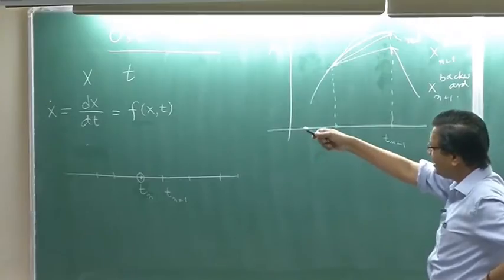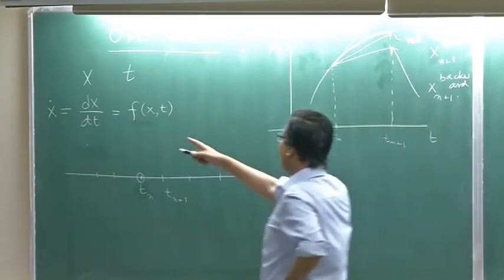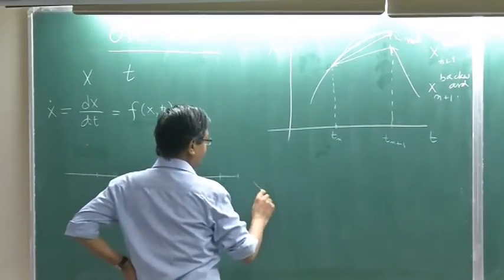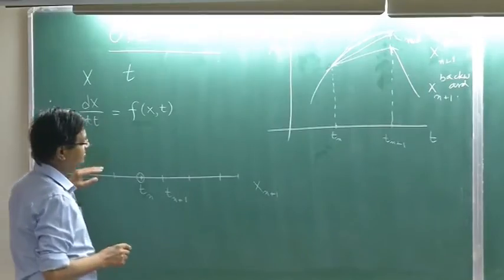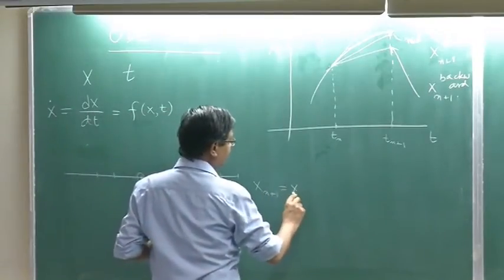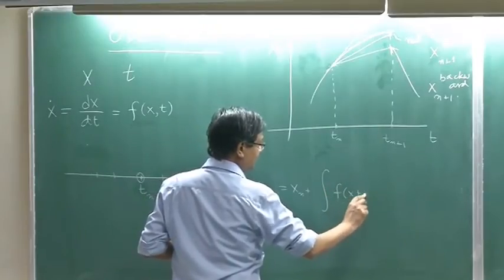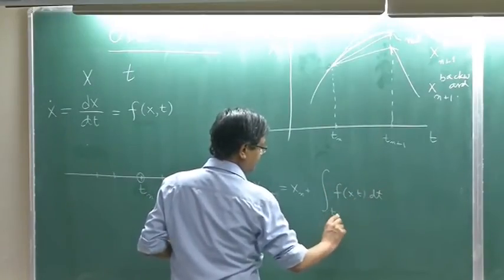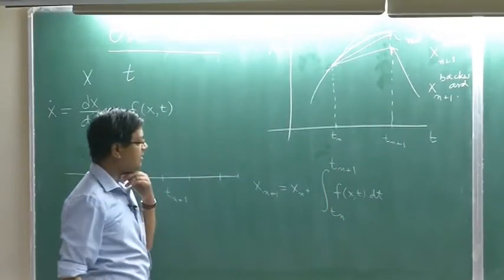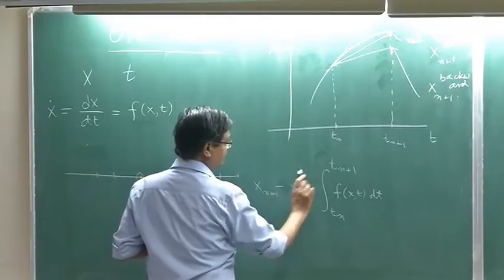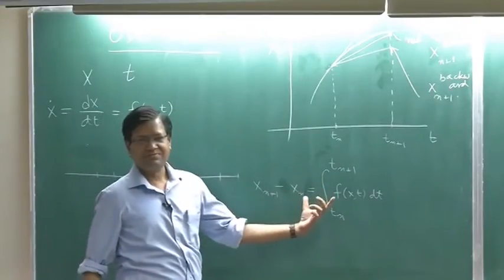So let's try to write a formal way to solve this. Formally I should write this as x_{n+1}. I just integrate this, no? So x_{n+1} equals x_n plus the integral of f(x,t) dt. Or let's write it like this. Now I have to estimate this integral.